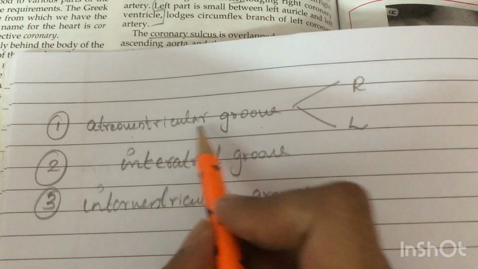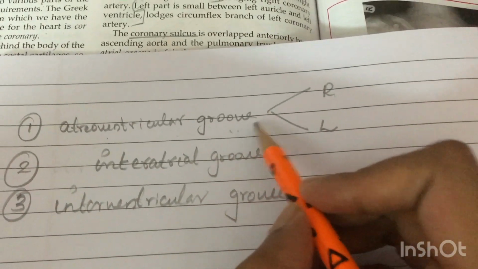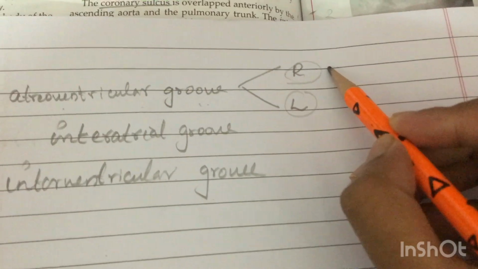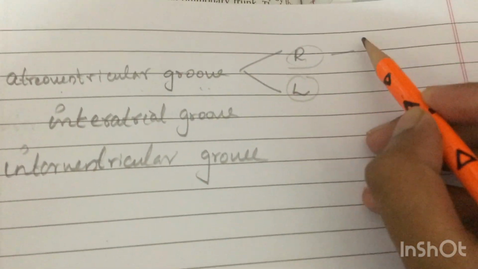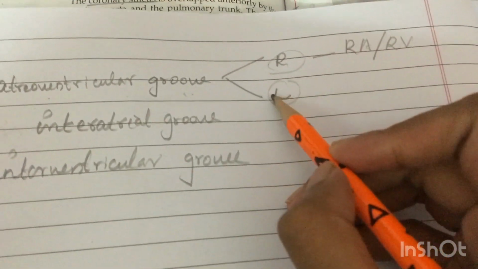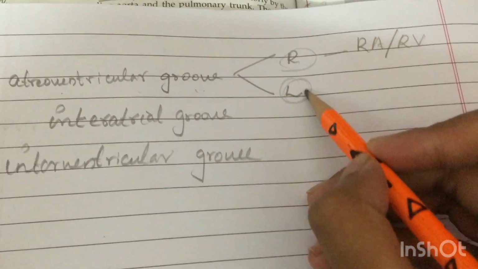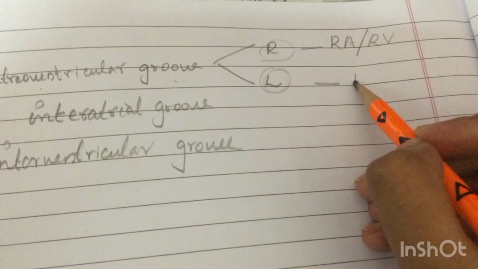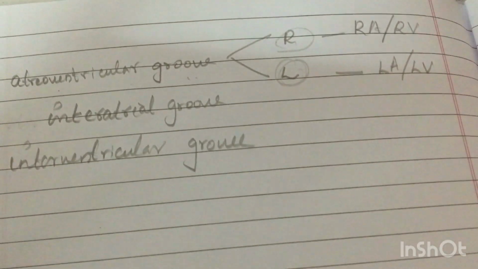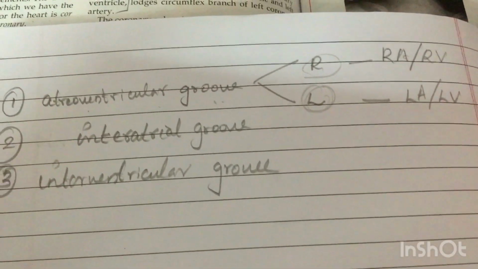So the atrioventricular groove or coronary sulcus is divided into right and left. The right atrioventricular groove is situated between the right atrium and right ventricle. The left coronary sulcus is situated between the left atrium and left ventricle. So it's easy to remember.